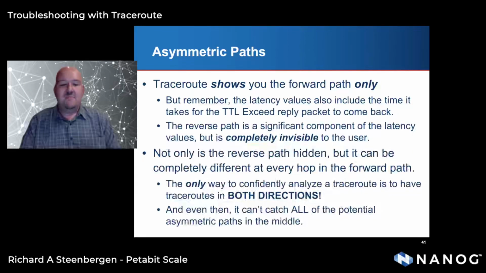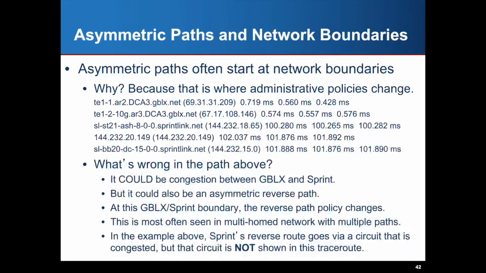So the only way to confidently analyze a traceroute is to have traceroutes in both directions. And even then, you can't catch all of the asymmetric paths that are out there, but that does a really good job of eliminating the first level of just blatant, bad, misinterpreted things. So another thing you care about is asymmetric paths and how they hit network boundaries. And why do we care about network boundaries? Because like I said before, that's where the administrative policies change.